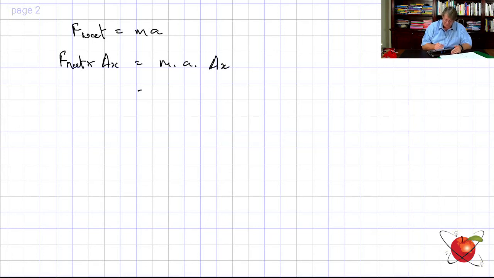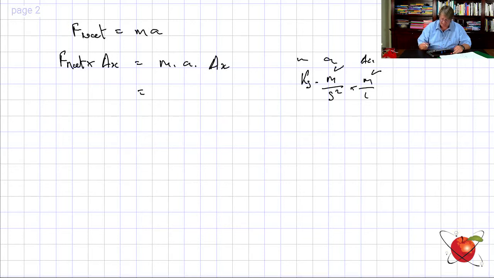Now, this over here, let's just have a look. Mass times acceleration times a displacement is equal to what? Well, mass is kilograms, times meters per second squared, times meters. Delta x is meters. This is acceleration, this is delta x, and this is mass.